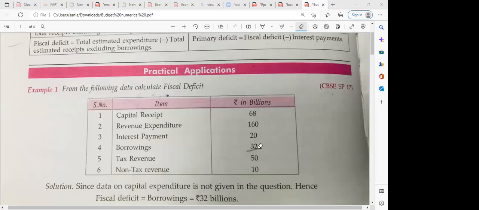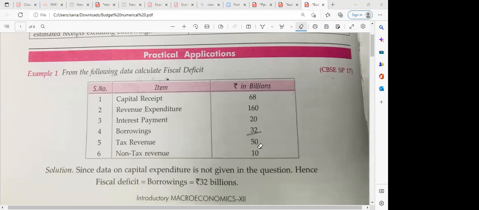Ma'am, I got 32. Okay, 32. Others also, I guess, got 32. If not, this was a mistake. So just repeat, don't repeat it.